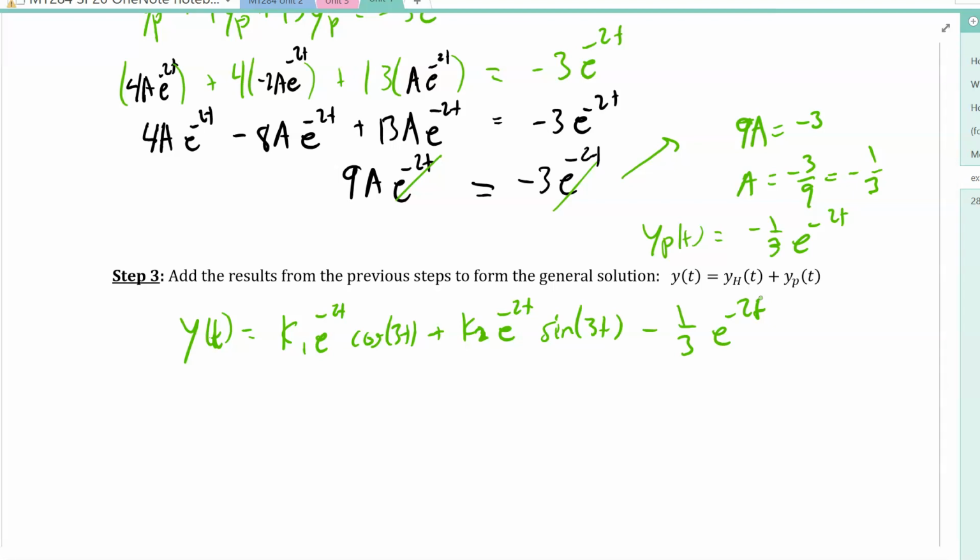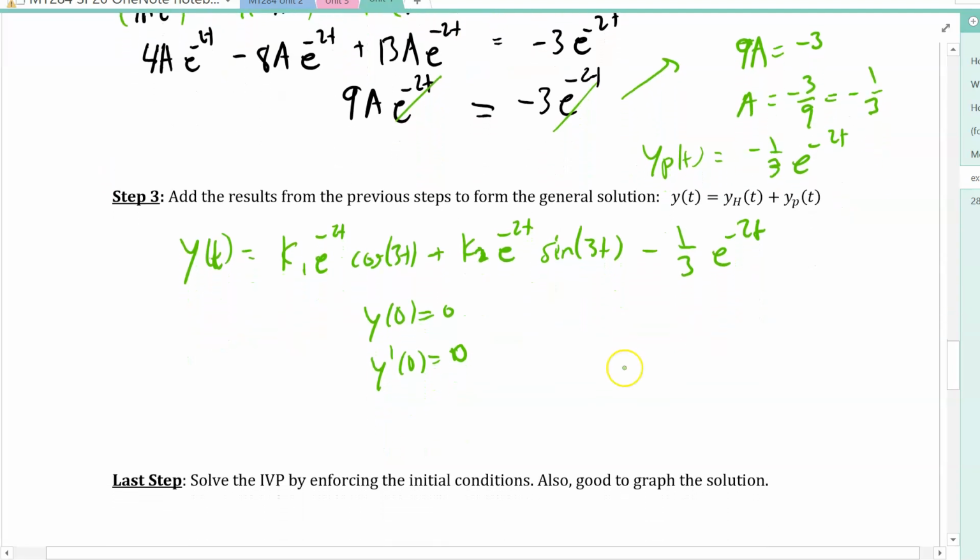This problem has initial conditions associated to it. y of 0 is 0, and y prime of 0 is 0. Again, I'm going to forego these steps, but we would need to take the derivative, which would in this case be a little bit tedious. We'd have to use the product rule to differentiate the first two terms, and also the chain rule when we differentiate the e to the negative 2t and the cosine and sine of 3t. If you go through and do that, you can verify that k1 will come out to 1/3 and k2 will come out to be 0.